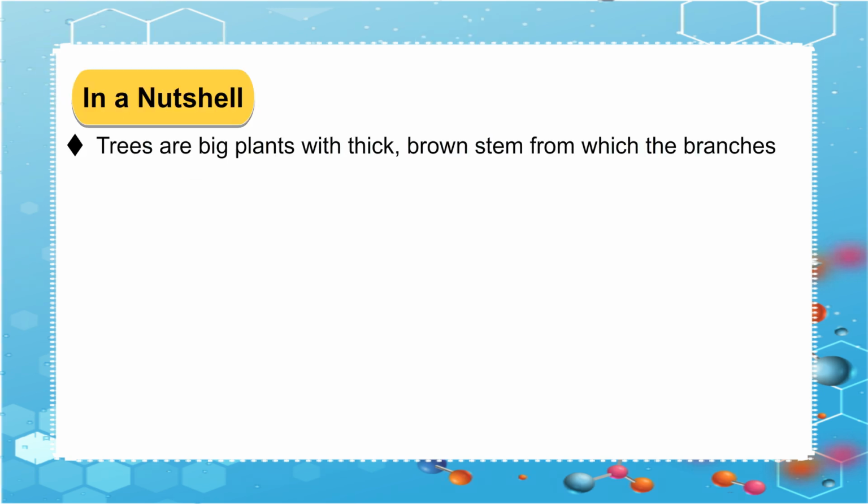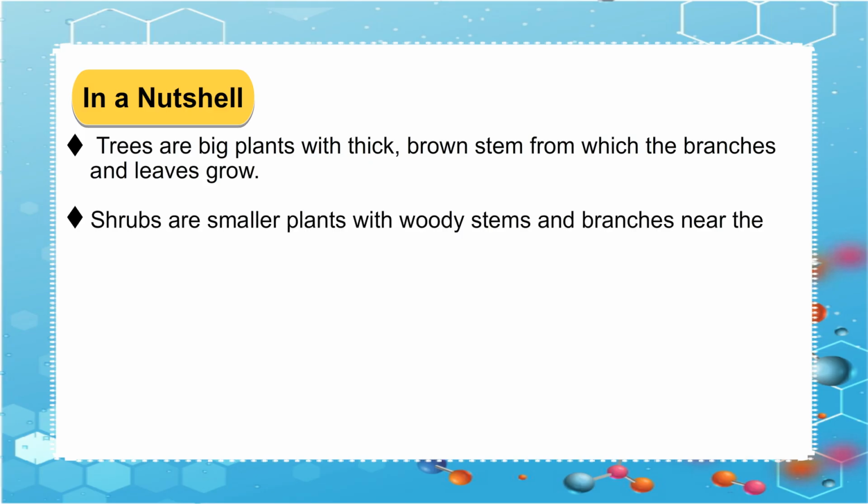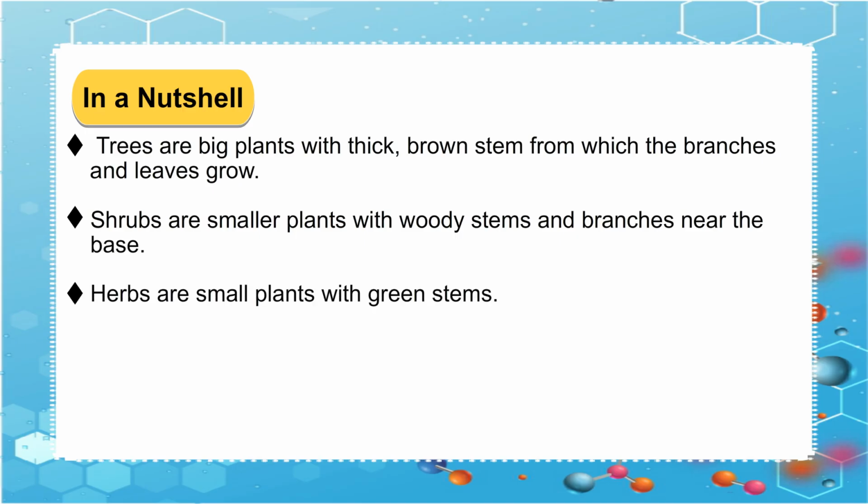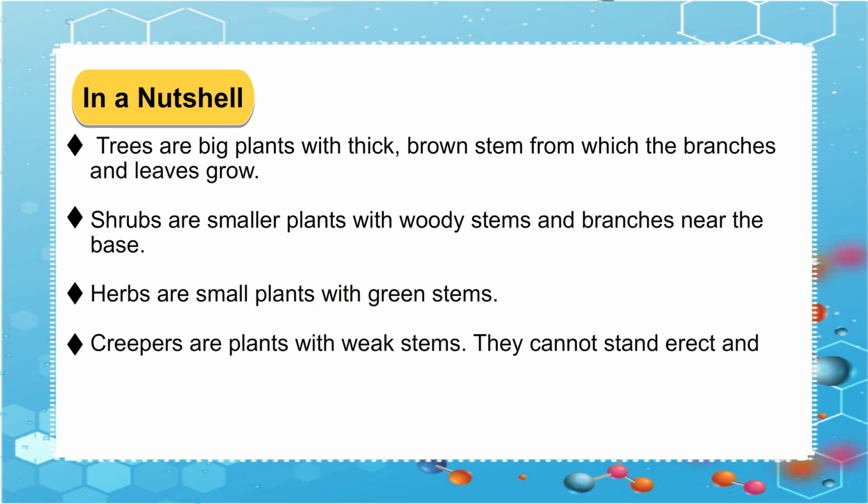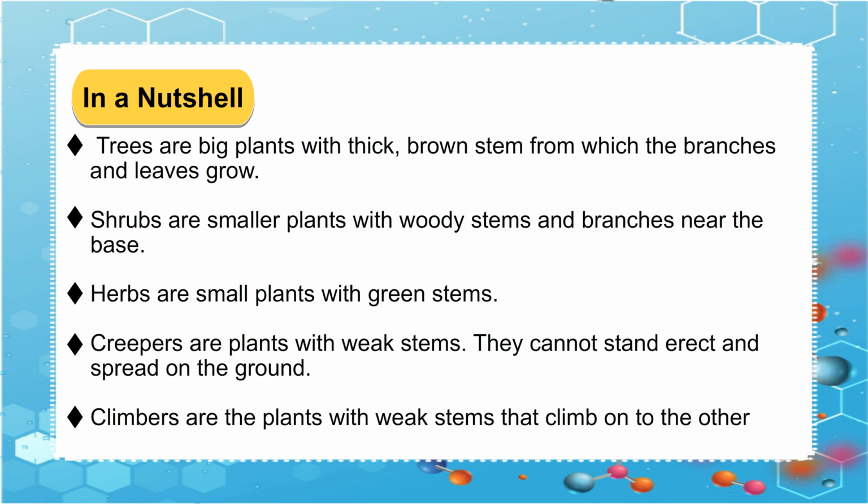In a nutshell, trees are big plants with thick, brown stem from which the branches and leaves grow. Shrubs are smaller plants with woody stems and branches near the base. Herbs are small plants with green stems. Creepers are plants with weak stems. They cannot stand erect and spread on the ground. Climbers are the plants with weak stems that climb onto the other plants.